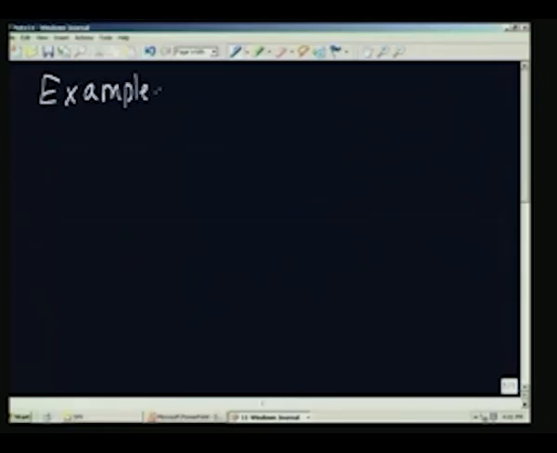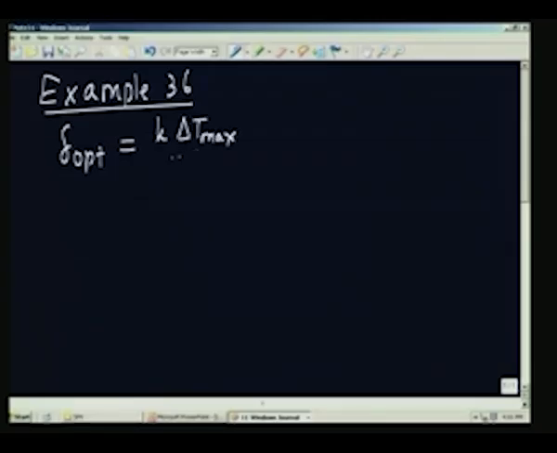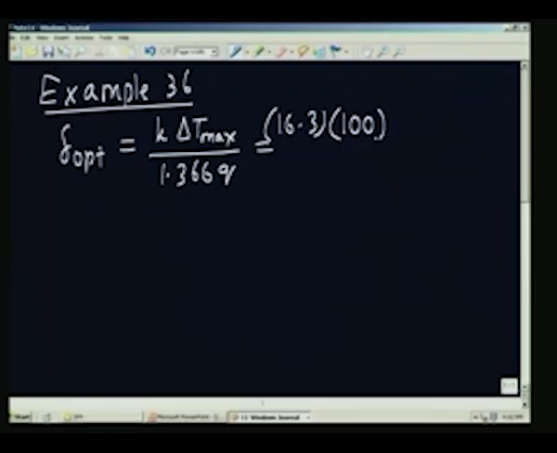I will quickly work through the numbers because you just plug and play. So, delta optimum is equal to k times delta T maximum divided by 1.366 times Q, and K is 16.3. I am using everything in SI units, therefore, I do not have to worry about them. Delta T is given as 100 degrees. I thought it was given as 50 there. Now, I have taken 100. I have taken delta T equal to 100 divided by 1.366 into Q is 10 to the power of 5.